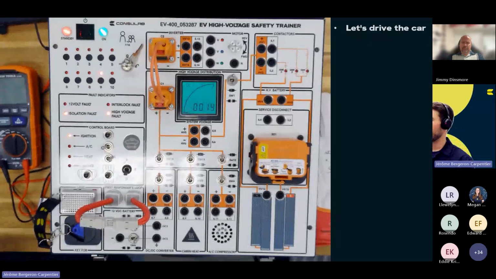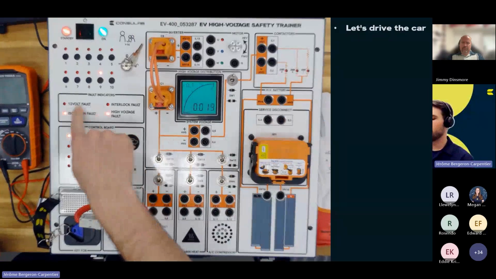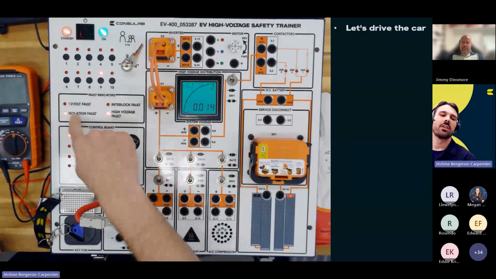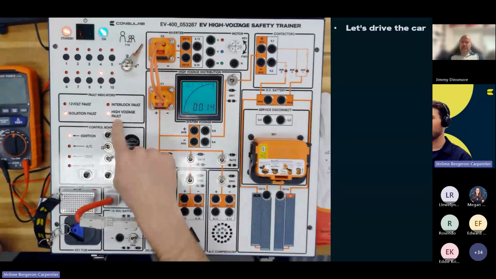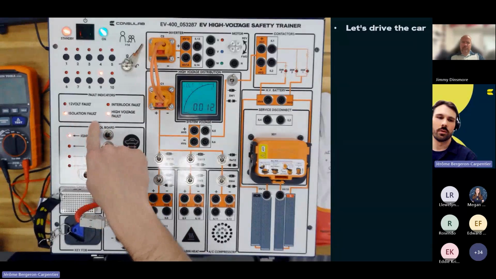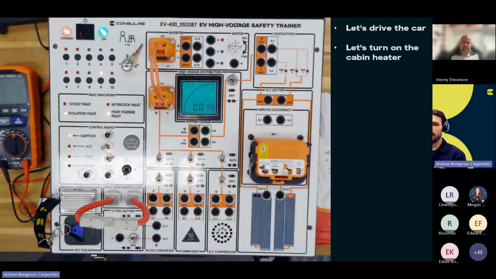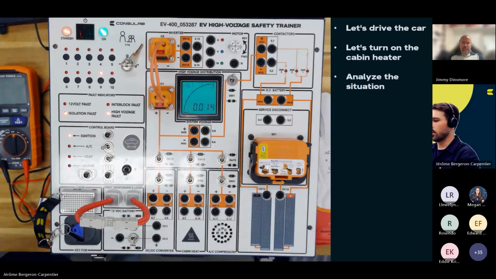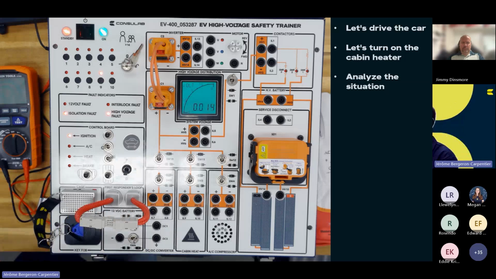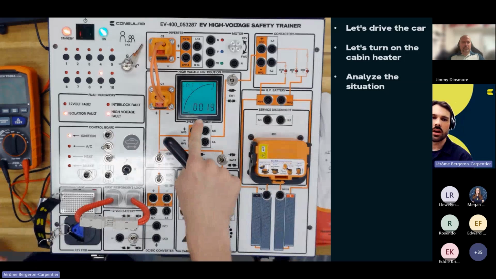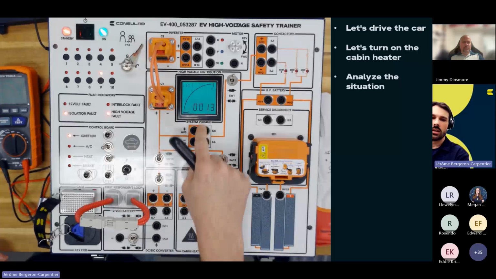And now the contactor just opened. Here, the fault indicator is like our scan tools. So we see now that we have a high voltage fault and also an isolation fault. So this is how the car will react if there's any isolation fault. It just shuts down. Now we can see that we have 0 volts on the vehicle.